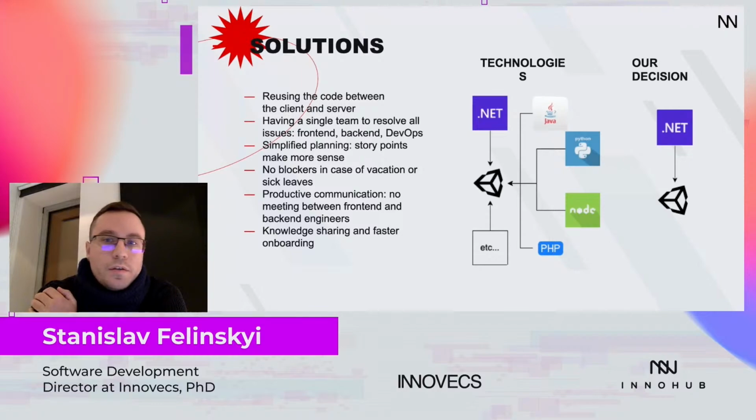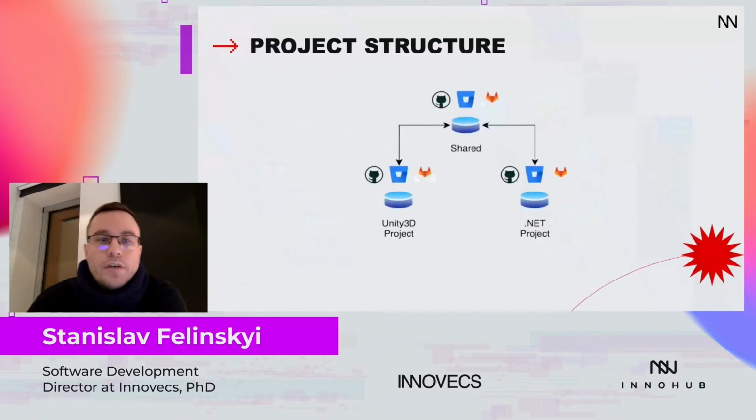Productive communications: no meetings between front-end, back-end, and DevOps, because everyone can talk to himself and everything happens here in our mind. And fast knowledge sharing and onboarding. Every team member can onboard any new team member. Moving next, project structure.